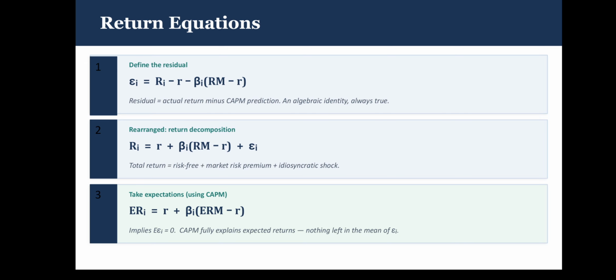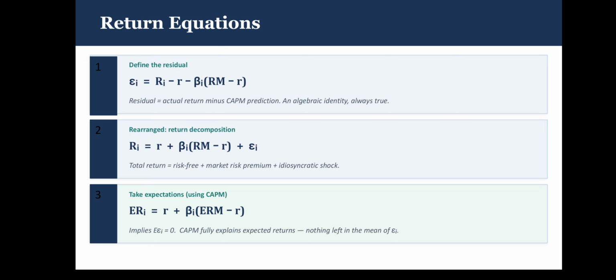Let's walk through the three founding equations carefully. Equation 1 defines epsilon i. It equals the actual return on asset i minus the risk-free rate minus beta i times the market excess return. This is not an assumption, it's a definition. It's true by construction. Equation 2 is just a rearrangement. We write Ri equals Rf plus beta i times the market excess return plus epsilon i. So any asset return is decomposed into a CAPM-predicted part and a residual.